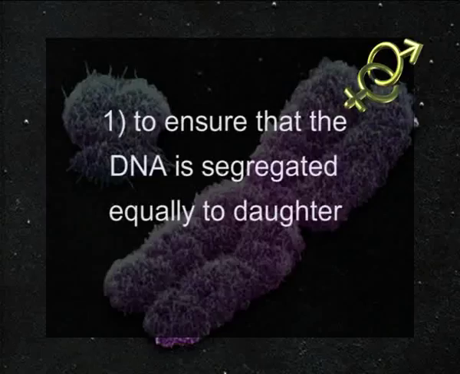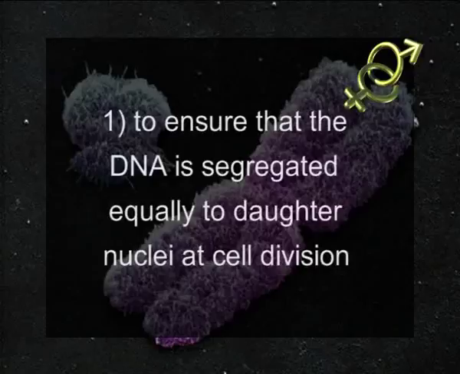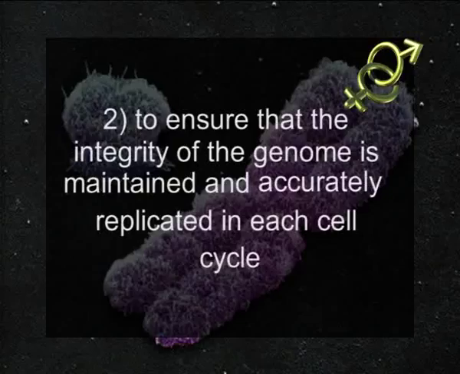Chromosomes have two main functions. Number one, to ensure that the DNA is segregated equally to daughter nuclei at cell division, and number two, to ensure that integrity of the genome is maintained and accurately replicated in each cell cycle.